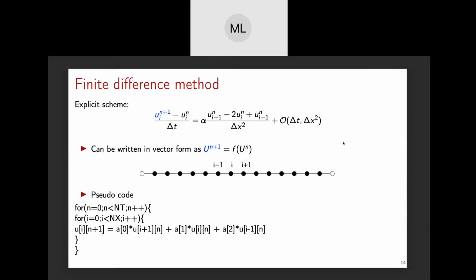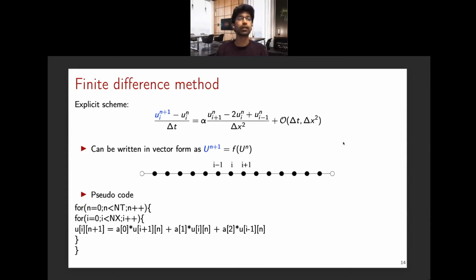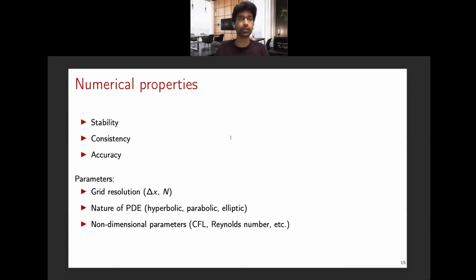Now with these kinds of numerical methods, something that is also important is to look at their numerical properties, which would dictate whether we would get an accurate solution or not. Typically we look at three properties: stability, consistency, and accuracy. These depend on several parameters. They depend on how finely you are resolving the solution, like the grid resolution or the number of grid points. It also depends on the nature of the partial differential equation that you are solving, whether parabolic, hyperbolic, or elliptic. And it also depends on the parameters of the equation, like the Reynolds number, Schmidt number, or numerical parameters like the CFL condition.